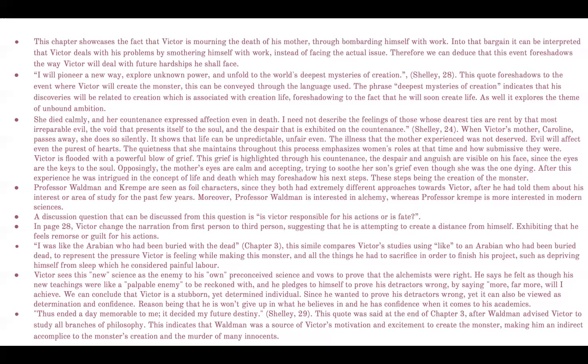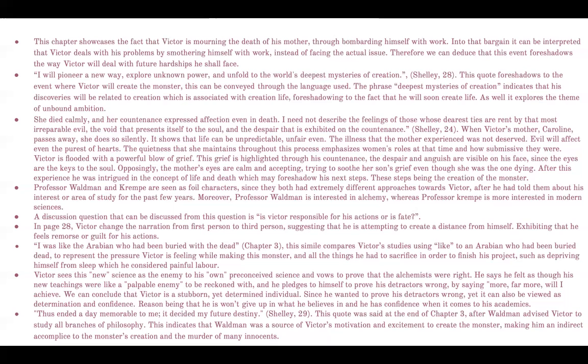And on page 28, Victor changes the narration from first person to third person, suggesting that he's trying to distance himself from the character he was, because now, as we know, he's telling Robert his story. This change in narrative shows that he is feeling remorse and guilt for his actions. When someone changes the narrative, he's kind of talking about his past self. He's kind of disowning his past self, which allows you to understand that he's embarrassed of his actions, and he does not want his current self to be associated with these actions.